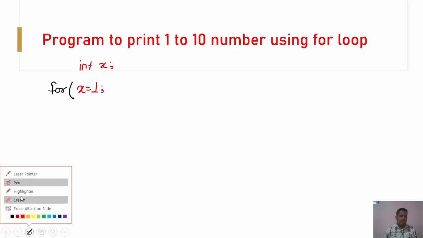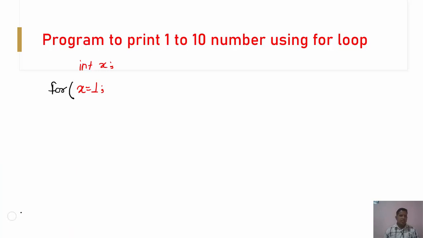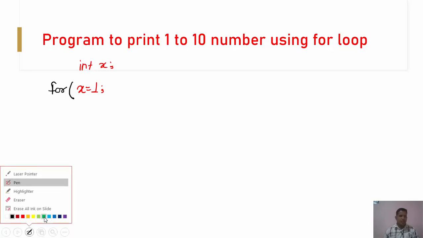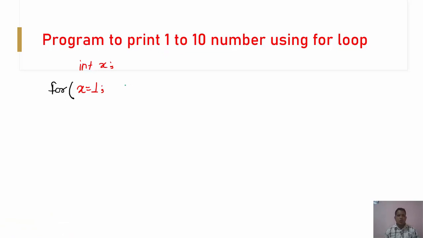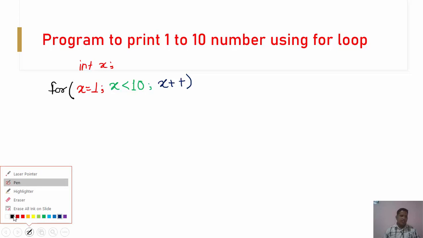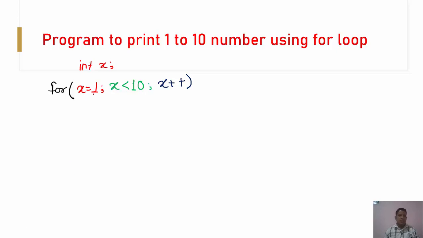So this is the first. Then I have to mention the condition, and what should my condition be? From value 1 to 10, so I am going to write x less than 10. This is the second. Now the third is just to increment the value of x, that is x++. So x = 1 defines expression 1, the initialization of the variable value. Expression 2 is the test condition, and expression 3 is the updation.